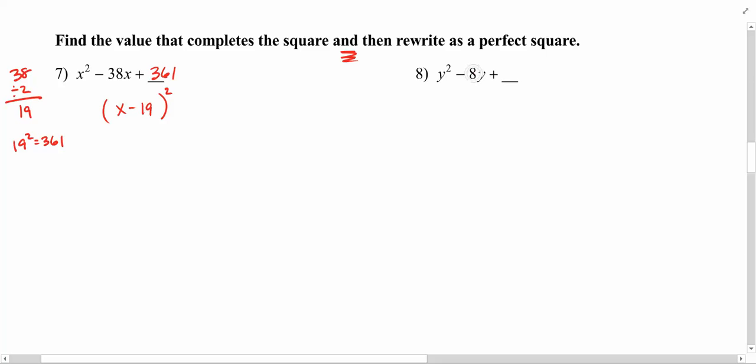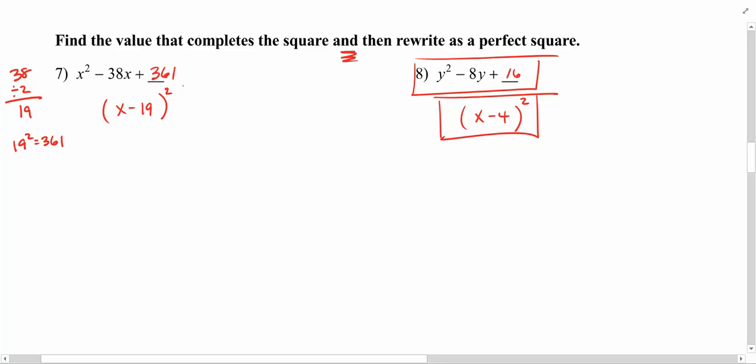For number 8, half of negative 8 is negative 4. Negative 4 squared is 16, so 16 is the number that we use to complete the square. And to rewrite this as a perfect square, we would write this as x minus 4 squared. So again, both parts were needed for these two answers.